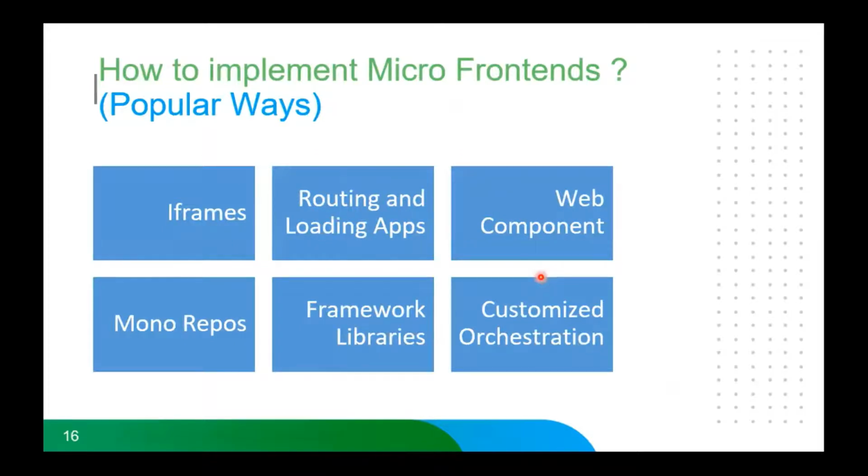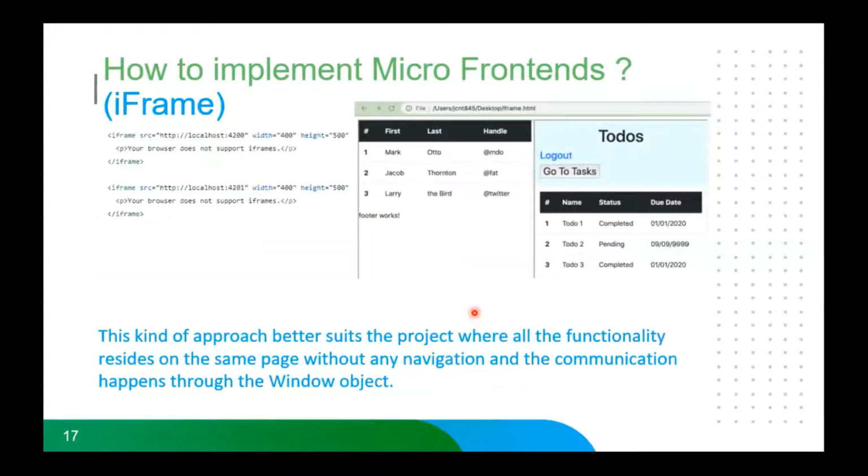Yeah. So now comes how to implement. To implement anything, one can pick their own custom ways and some market standards. Typically, in my opinion, we have six ways to do this. One is the iframe way, routing and loading apps, the web component, mono apps and framework libraries, and customized orchestration. Then I will start with the iframe.